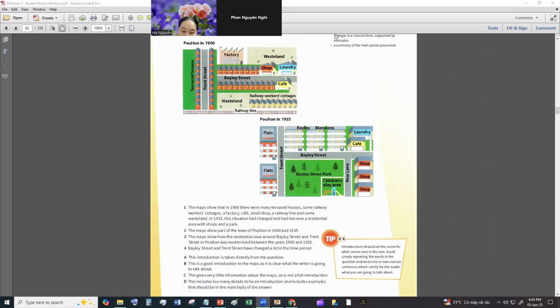So can you tell me the comments on each introduction? Number 1, please. Number 1 is D. Can you explain as well? So why do you choose D? Because I think it goes too deep into details. Okay, so you see cottages, factory, cafe, small shop, so too much detail. Good job. Sorry, too many details.